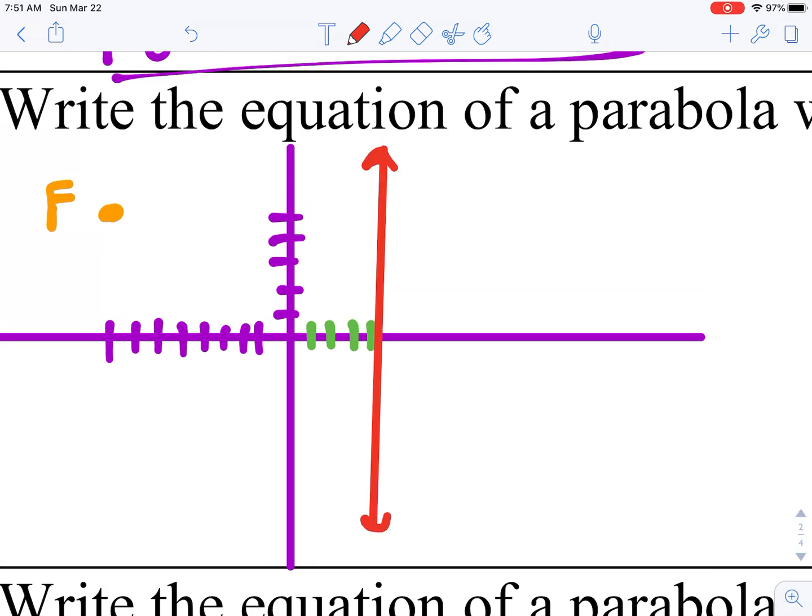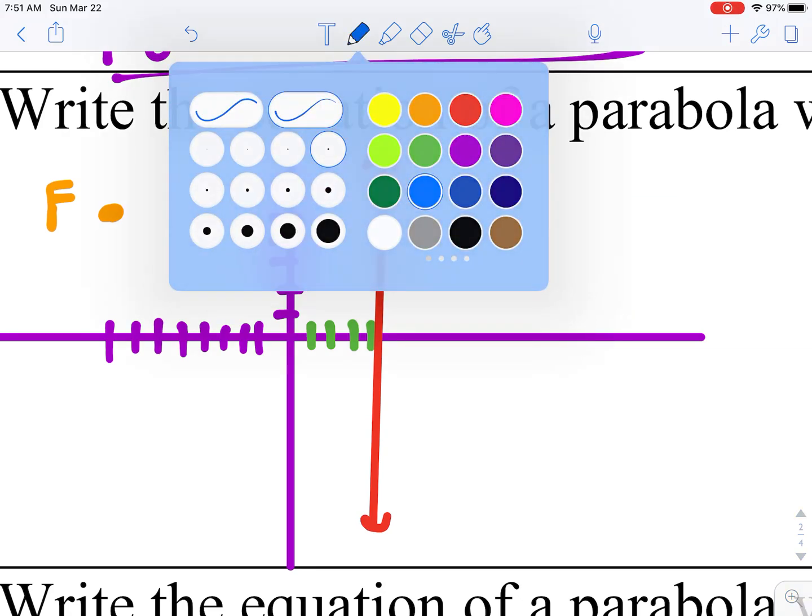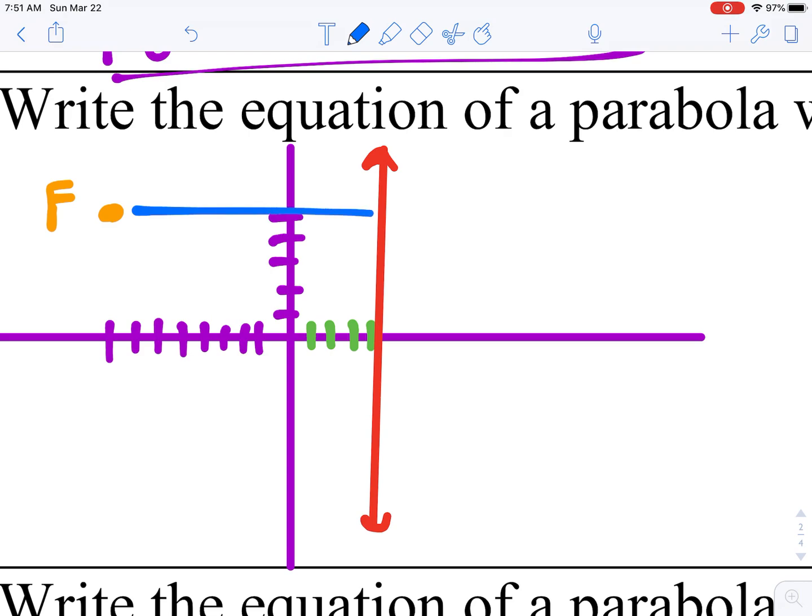Now, a key piece of information that we don't have right now is where our vertex is. Do you remember how to find the vertex? The vertex is halfway between your focus and your directrix. So if you know the height of it, it's going to be up here at your 5, but we got to find how far we are from negative 8 to a positive 5.